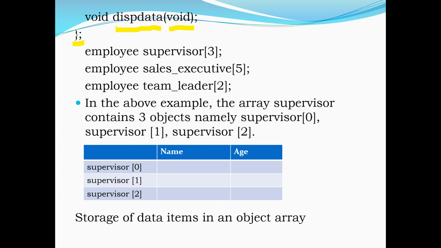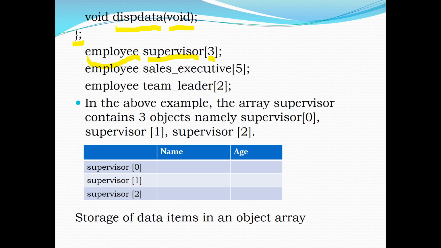In the main program, as we already know, we have created a class called employee, followed by an object called supervisor, with an array size of 3. Once I declare supervisor array of 3, it means we can have 3 supervisors, who share the same data members called name and age.